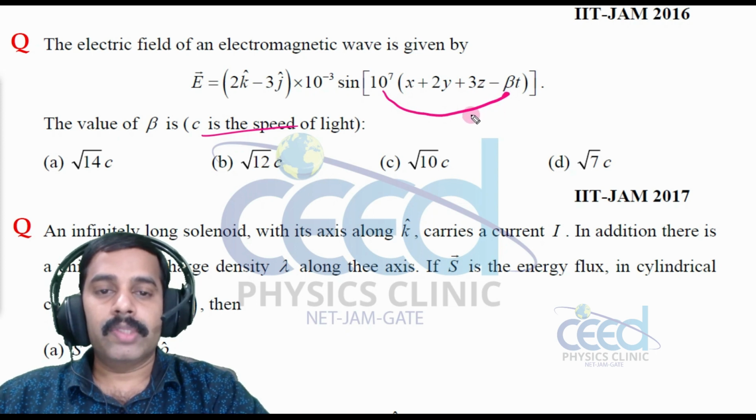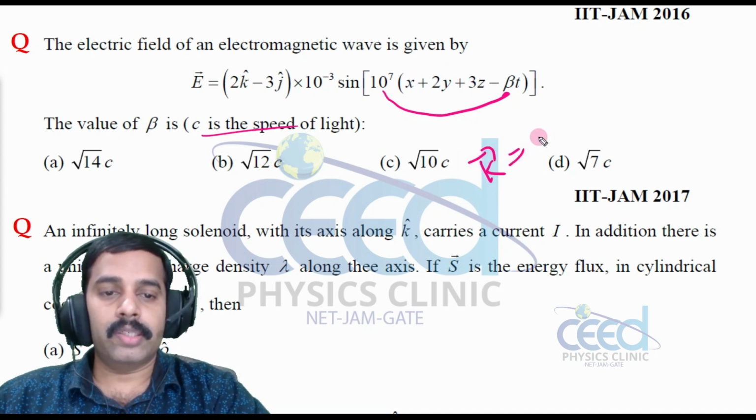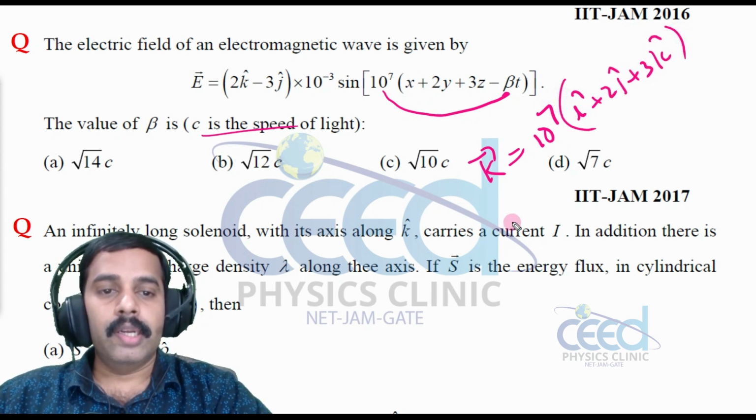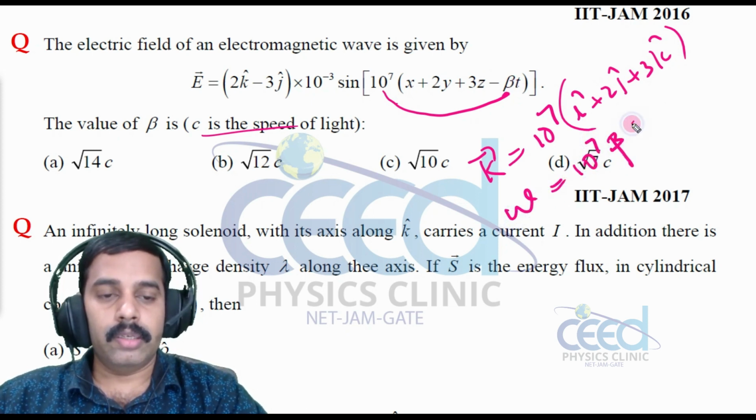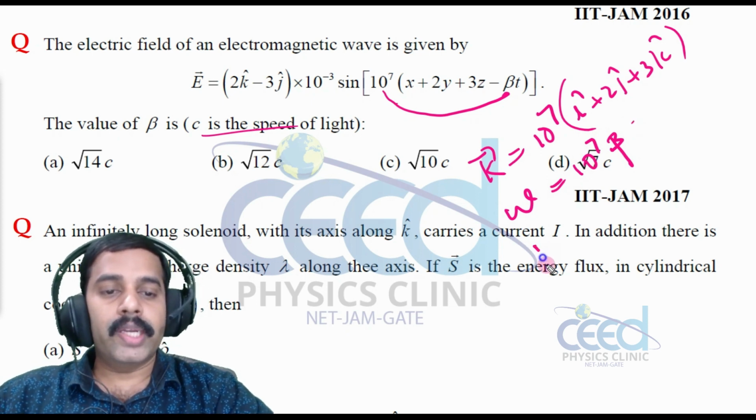So we can compare with the general equation. The k vector is equal to k dot r format. That is 10 raised to 7 into I cap plus 2 j cap plus 3 k cap. Alright. And what is this omega? Omega is equal to 10 raised to 7 beta. Right. Now what is mod k? What is k?